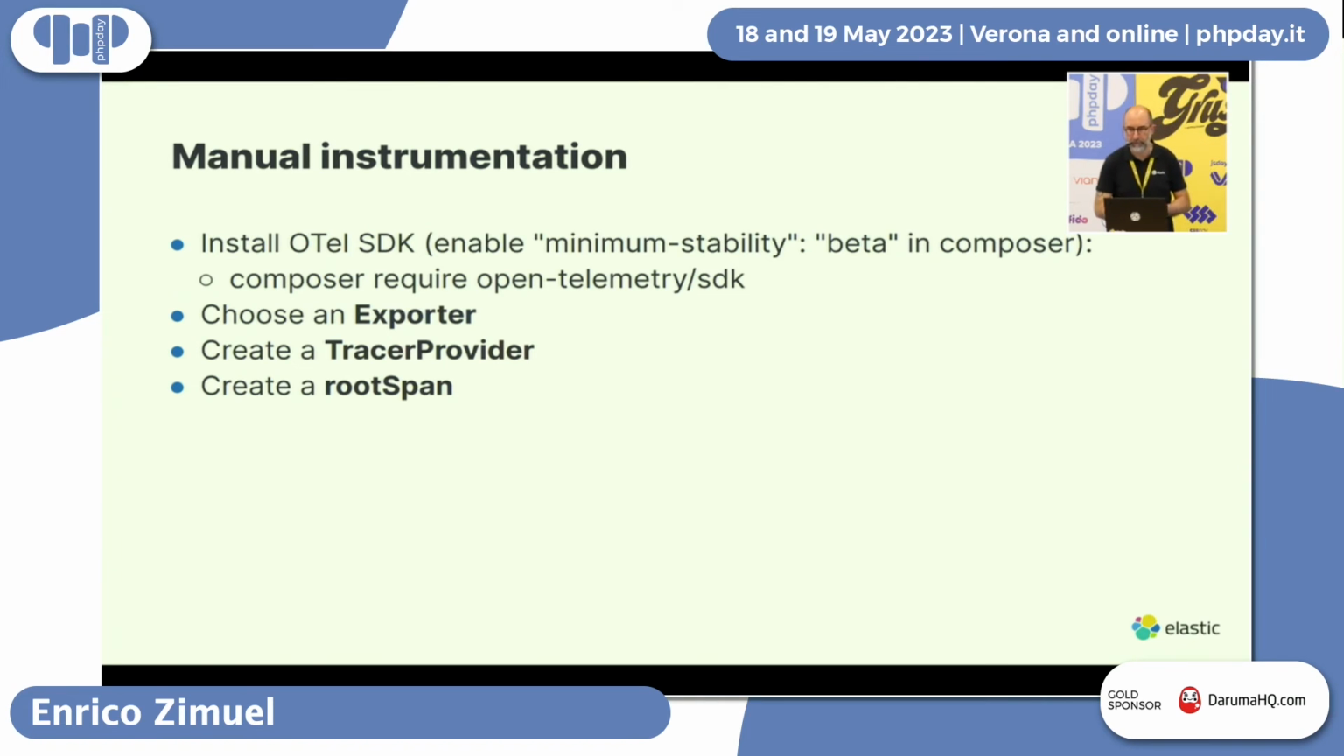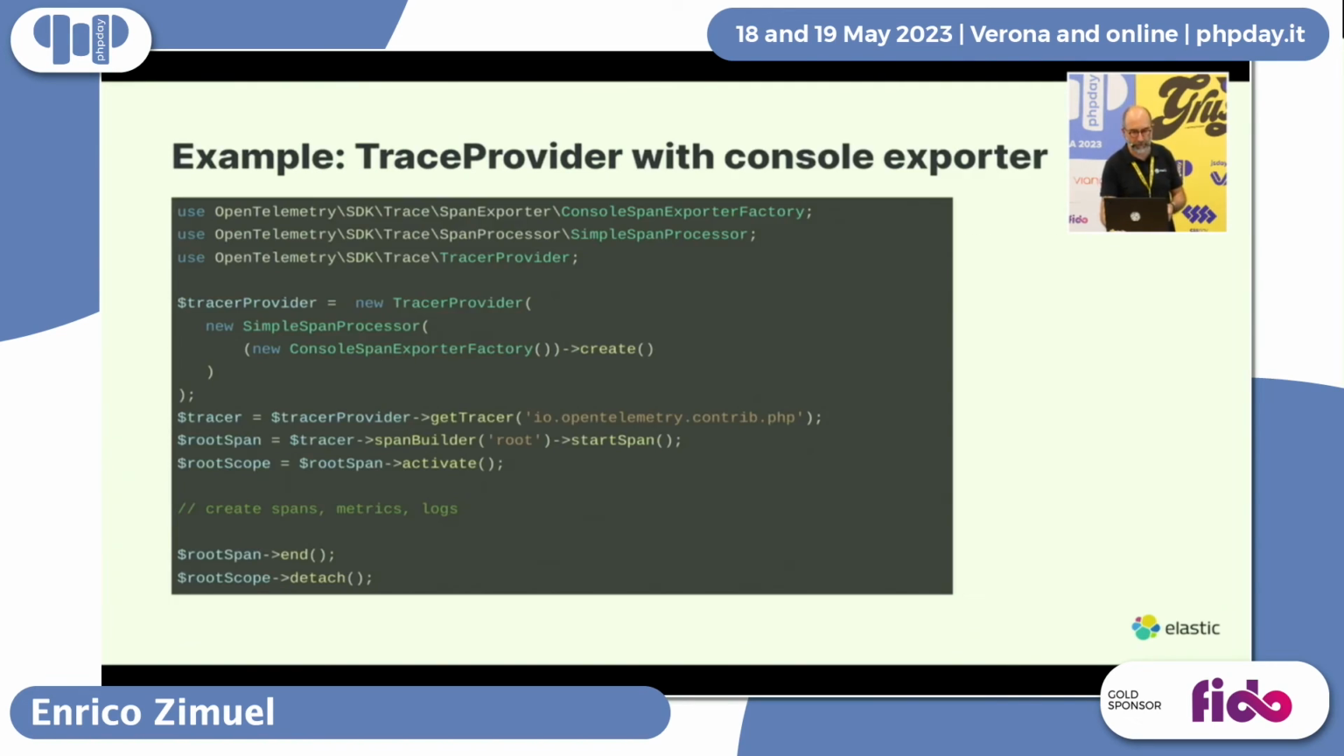We need to create a trace provider, that is the main object to work with OpenTelemetry, and we need to create at least a root span. That is the first span that you need to create. And inside you can have a subspan, metrics, logs, whatever. So this is the code.